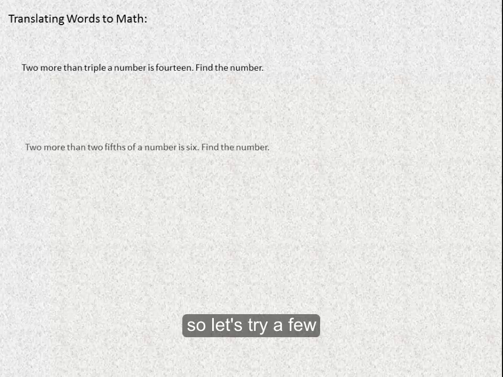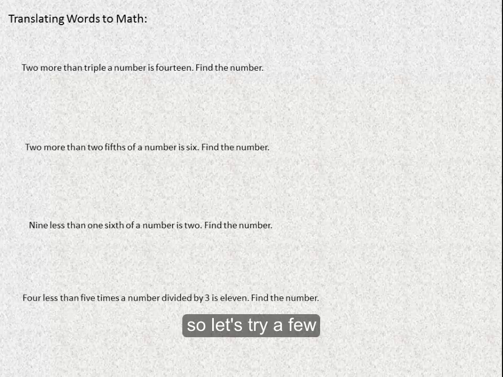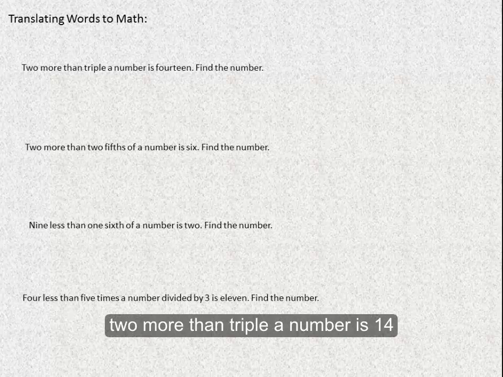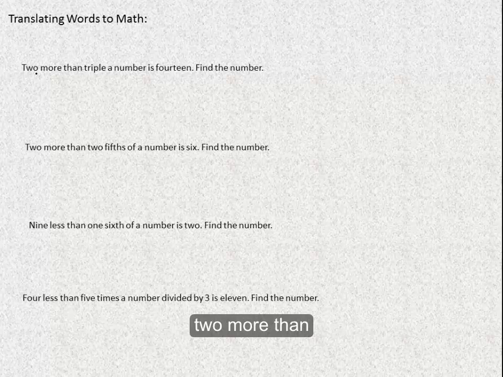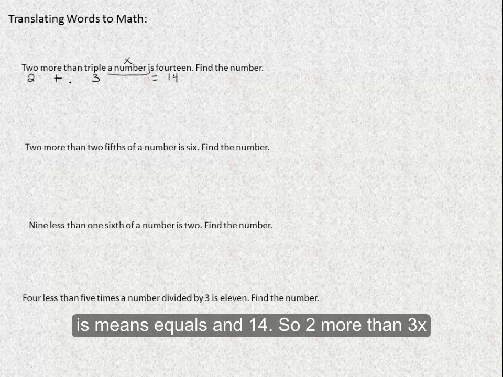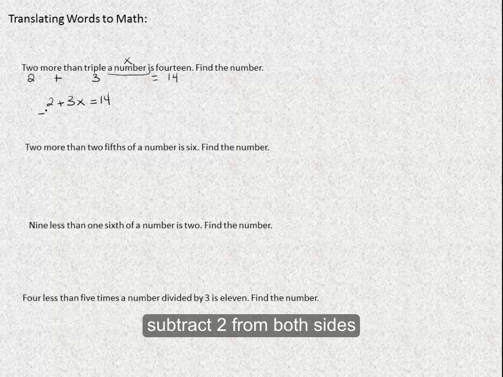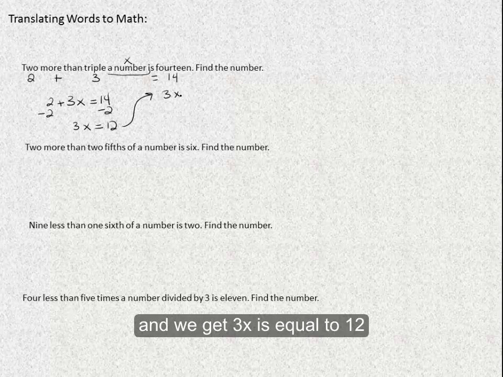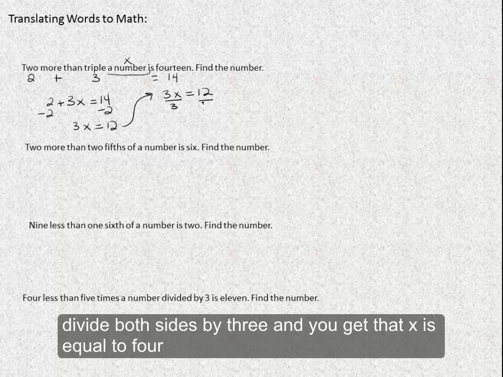So let's try a few. 2 more than triple a number is 14. Okay, 2 more than. More than means to add. Triple is to multiply by 3. Anytime you see something like this where it says a number, give that a variable. Is means equals and 14. So 2 more than 3x is equal to 14. We subtract 2 from both sides, and we get 3x is equal to 12. Divide both sides by 3, and you get that x is equal to 4.